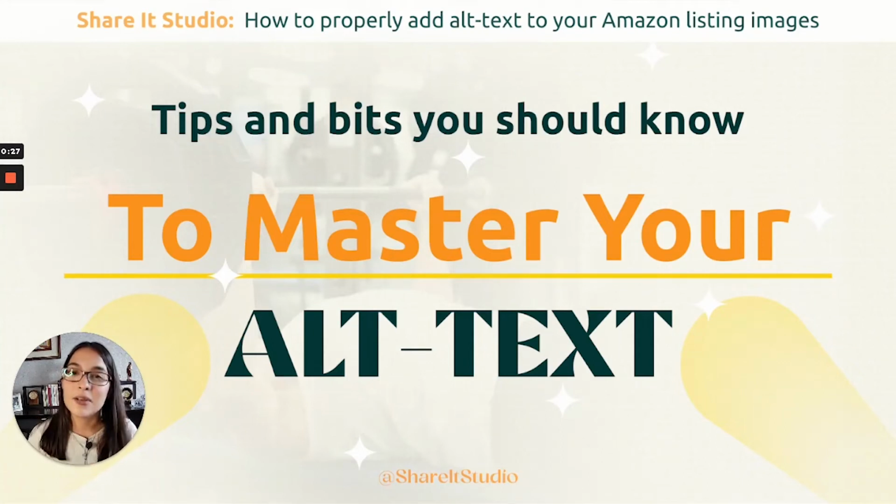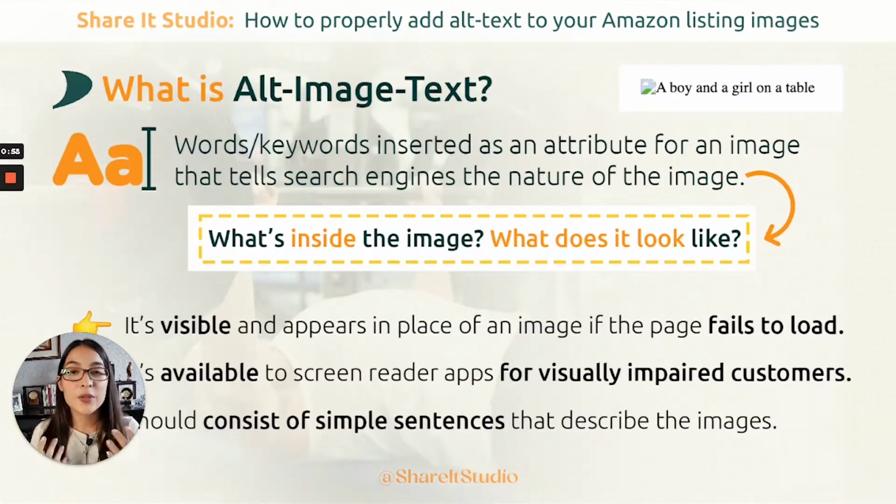So let's get started. The first thing that you need to know to master your alt text is what an alt image text is. These are words or keywords inserted as an attribute for your image that tell the search engine the characteristics of your product, what it looks like, what's inside the image, etc. This is going to end up resulting in you appearing on the first result pages of a certain keyword search and you getting more clicks or fewer clicks.